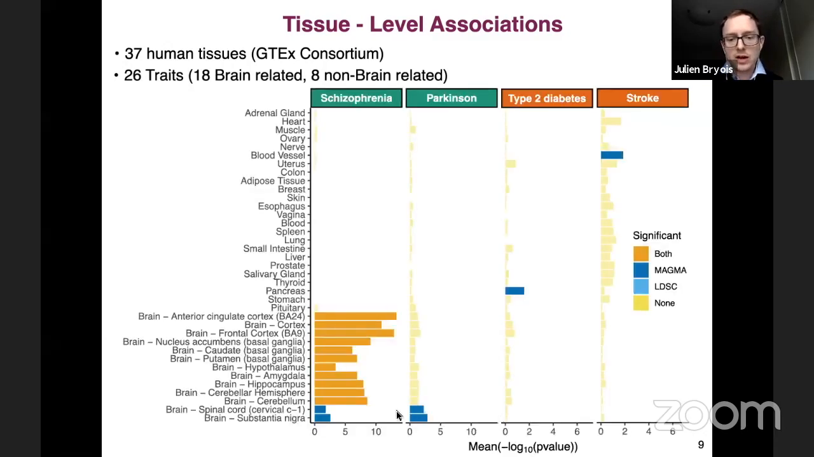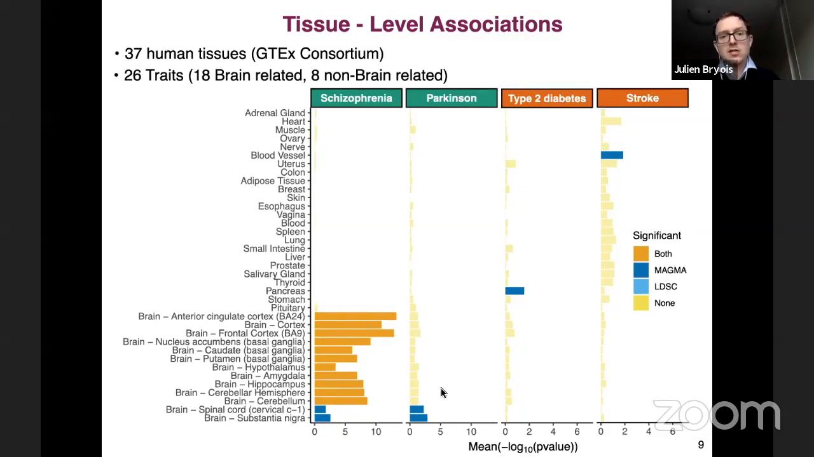And so what you can see are the strengths of the association on the x-axis for different traits. And the bars are colored in orange if it's significant at 5% FDR using both MAGMA and LD score regression, or in blue if it's only significant at 5% FDR using MAGMA. And so you can see for schizophrenia, we saw no enrichment in any tissue that is not brain related, and the strongest signal in the brain cortex.